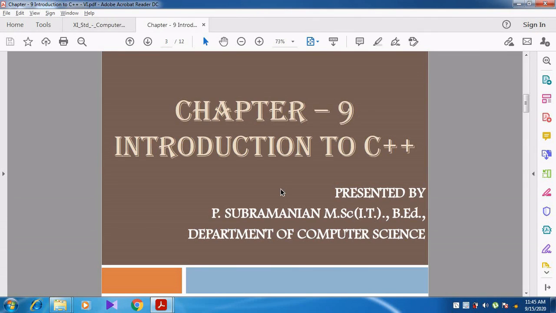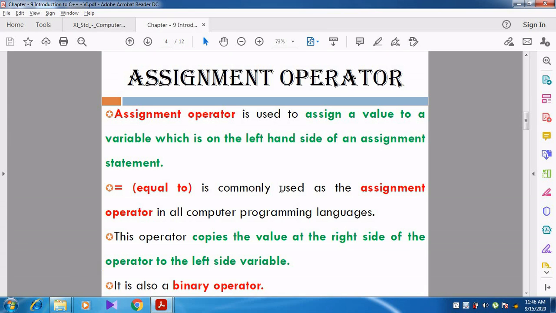So in this video we are going to discuss chapter 9, Introduction to C++. See, in the last week we have discussed the operators and operands, and then the types of operators. There are three types of operators: unary, binary and ternary. And then we discussed some classifications of operators, that is arithmetic operators, relational operators and logical operators. So now we are going to start the assignment operator.